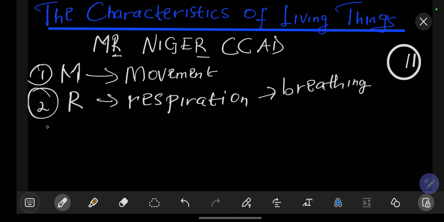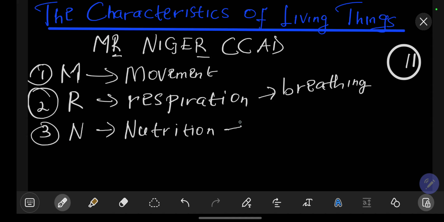So that is it. The third is N, and the N stands for nutrition. The word nutrition here simply means feeding. So it means your ability to take in nutrients, food. Alright, so plants can take in nutrients, humans can take in nutrients. So that is part of the properties that makes them living things.